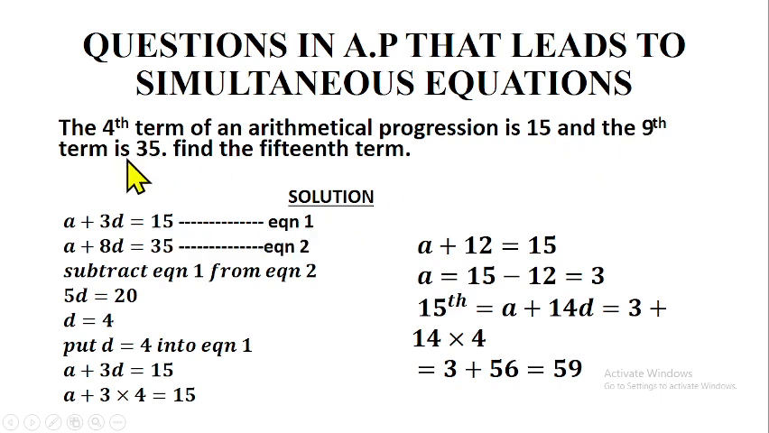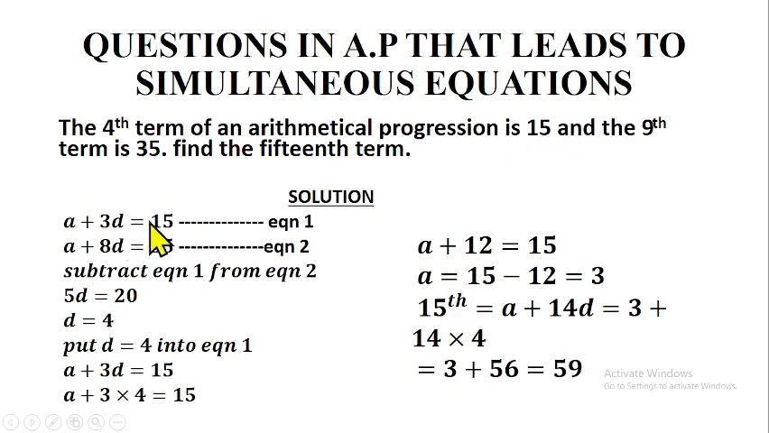And the ninth term is 35. What is the ninth term of an arithmetic progression? The ninth term is A plus 8D. So we have A plus 8D equals 35. We have to find the 15th term. We cannot find the 15th term unless we know the first term and the common difference of the arithmetic progression, and that's what we can find from these two equations. We can get our A and our D, so that we can find the 15th term.